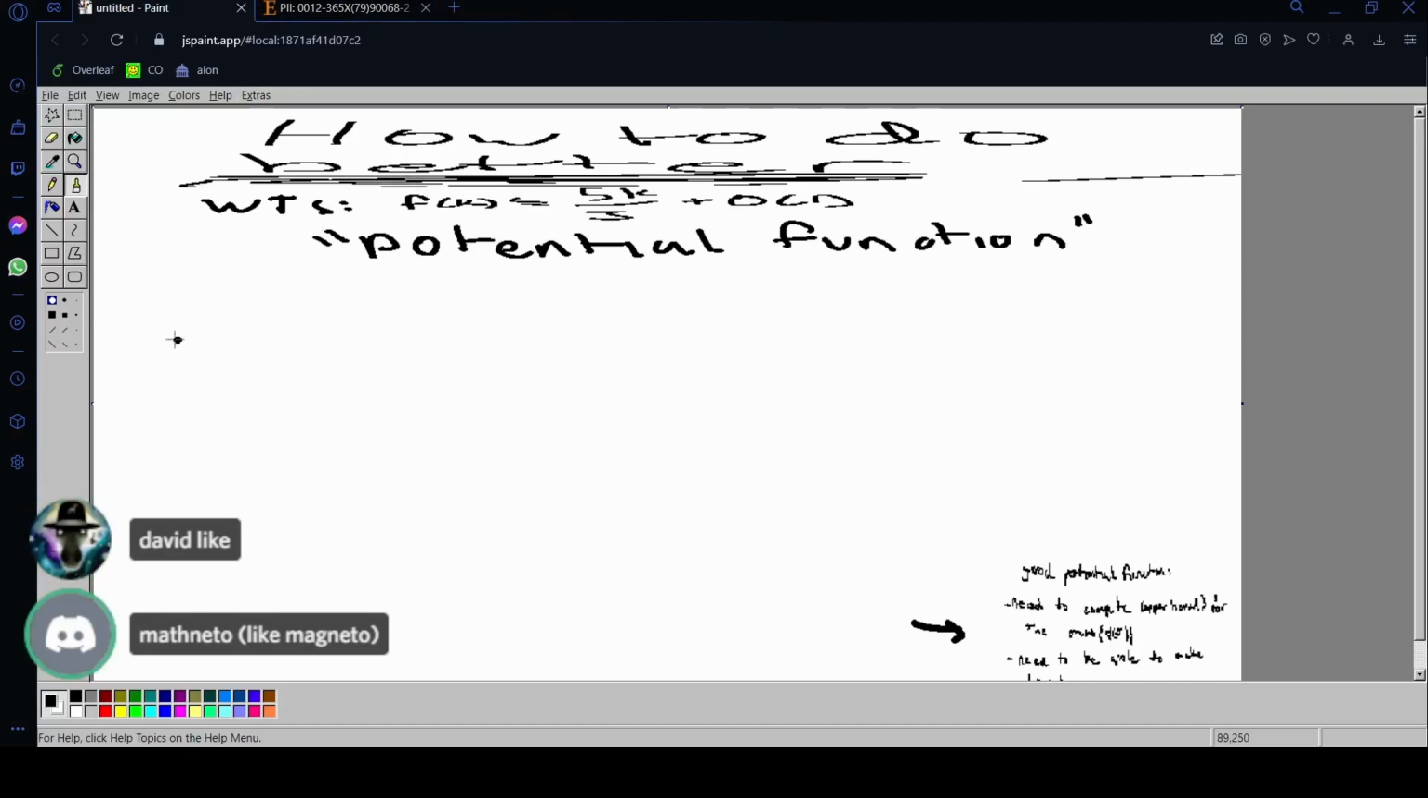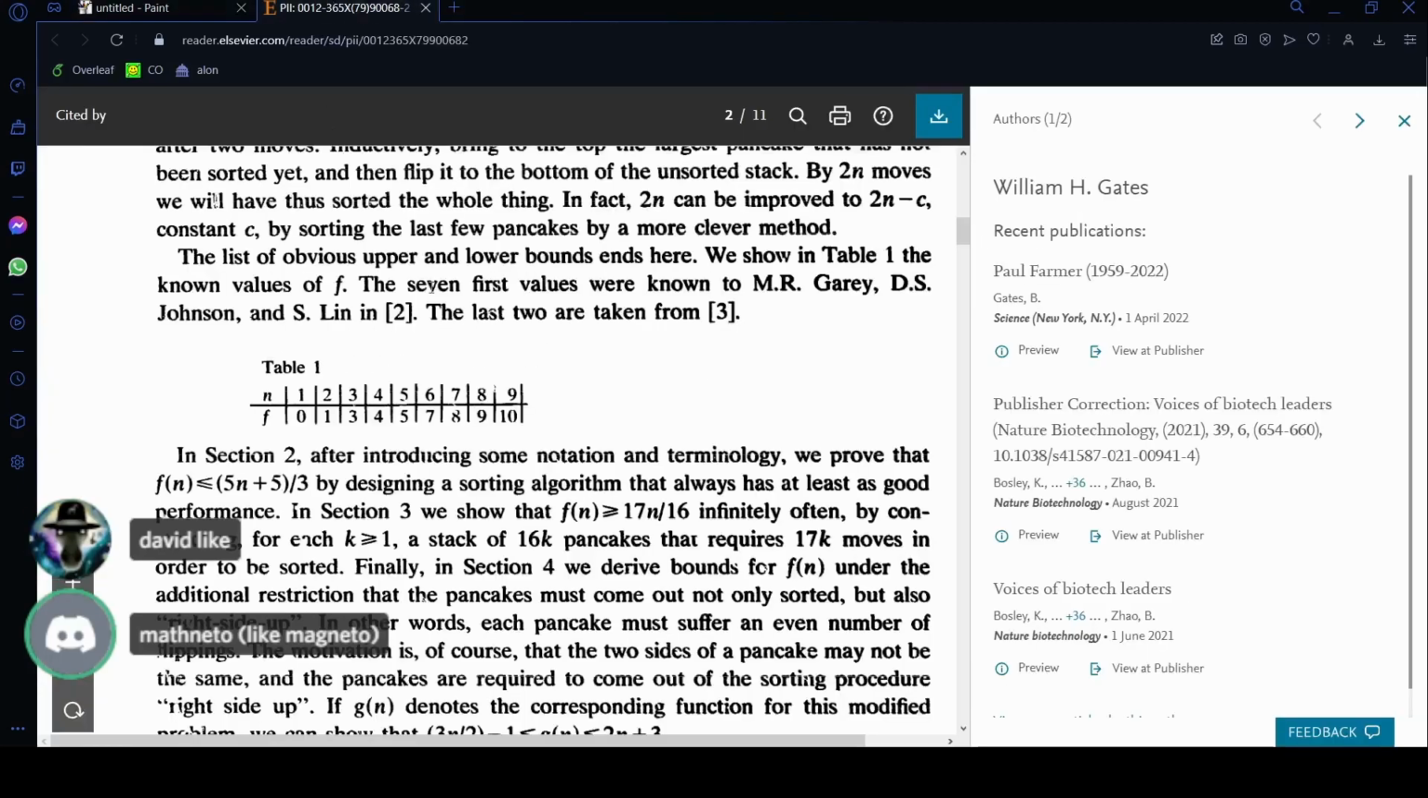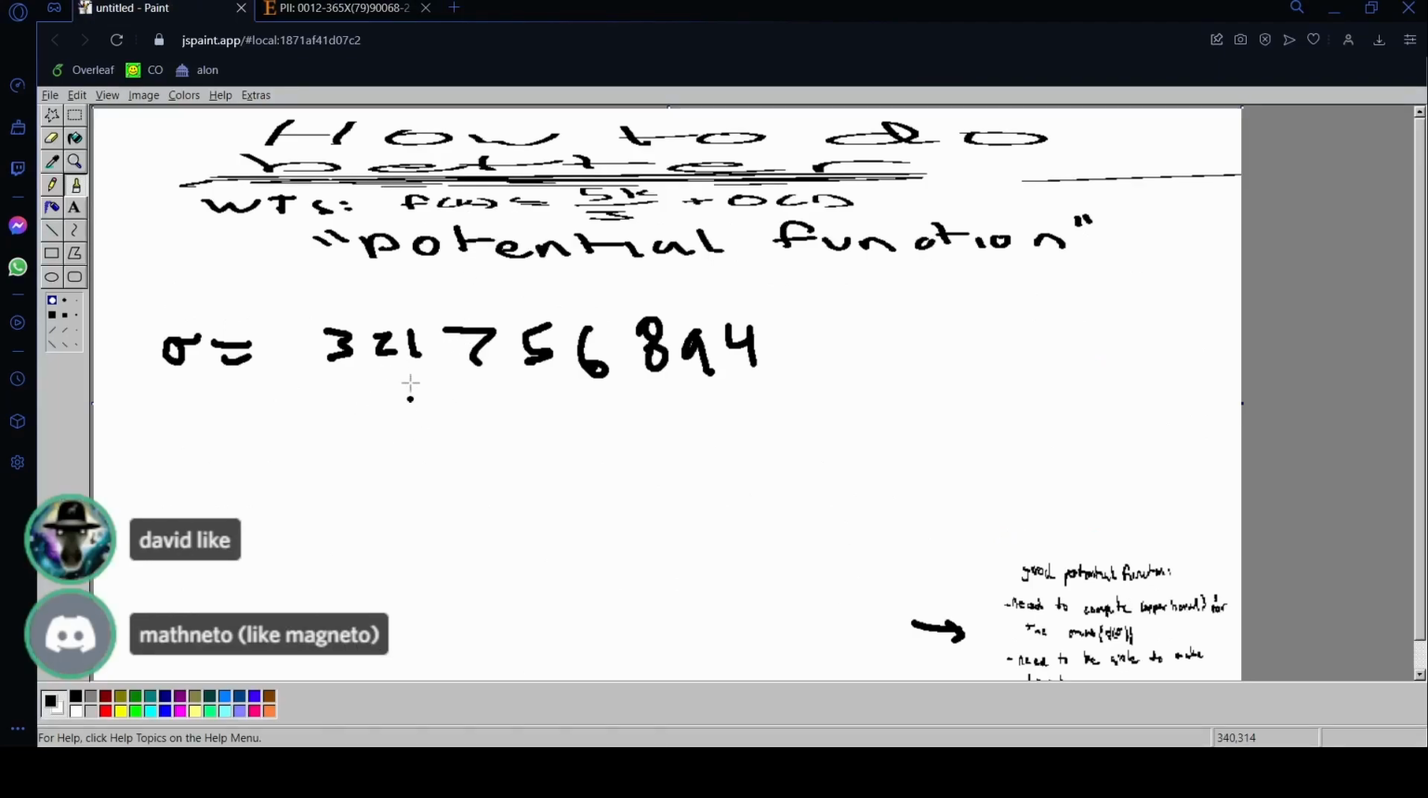So given some sigma, which is gonna be some sequence of numbers, right? So it could be 3, 2, 1, 7, 5, 6, 8, 9. You're missing a number. Oh, 4. My bad. Yeah. So basically, what they did is, well, we want to be able to make local progress, okay.